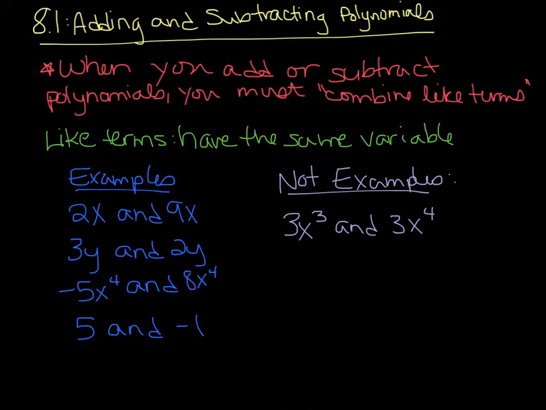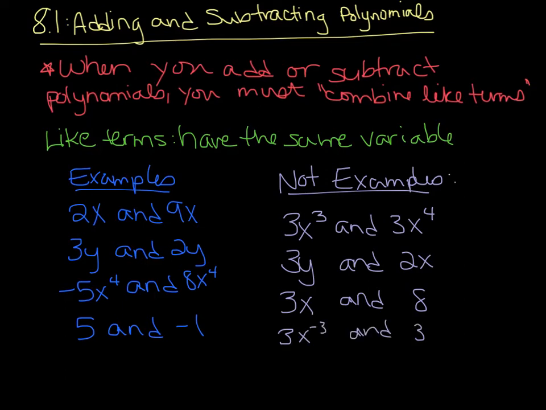Even though they have the same coefficient of 3, the x has a different exponent, so you can't do anything with them. Also, if you have something like 3y and 2x, they don't have the same variable, so they are definitely not like terms. Same thing if you have something with a variable and something that's a constant, like 3y and 8, that can't be combined. Also, if you have 3x to the negative 3 and 3x to the third, you can't combine those at all.